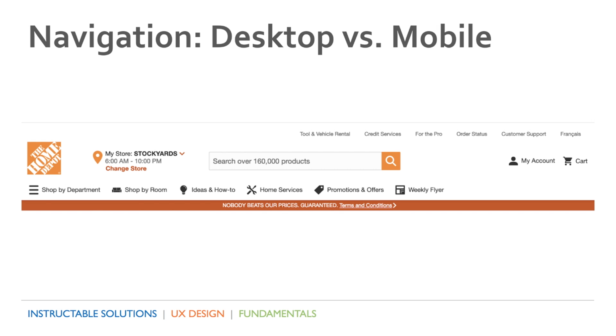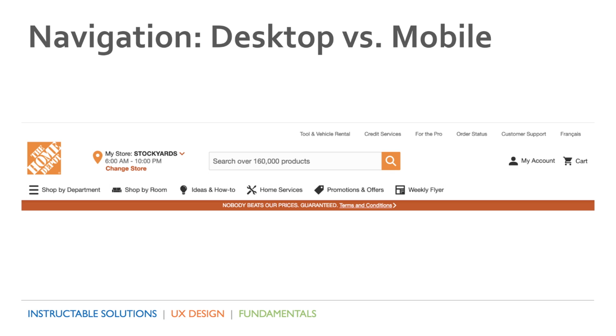Here's an example of navigation, desktop versus mobile. The Home Depot site has a number of navigation elements in the header alone. And it uses iconography to provide some context to some of those top-level categories, as you can see. Also prominently featured in the area around navigation is search. And for a company that has 160,000 products, search is likely used quite often.